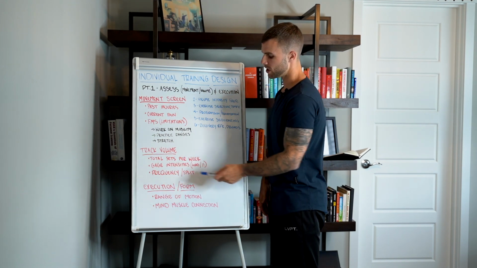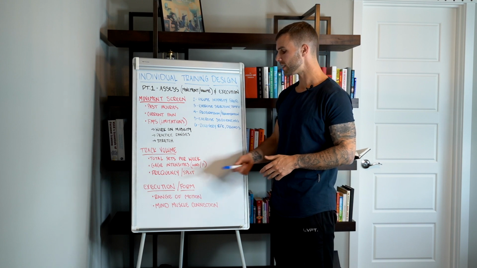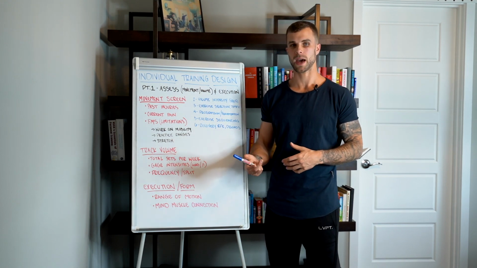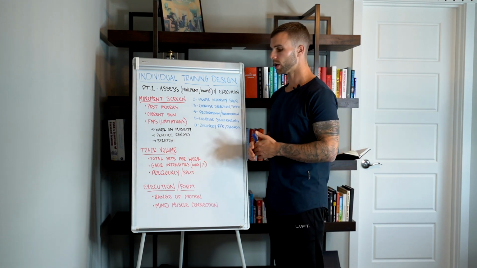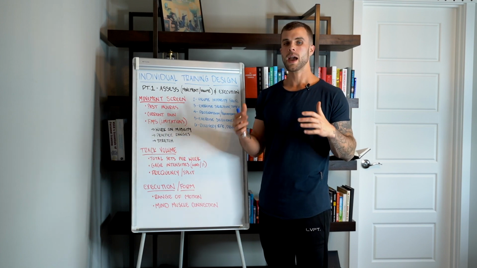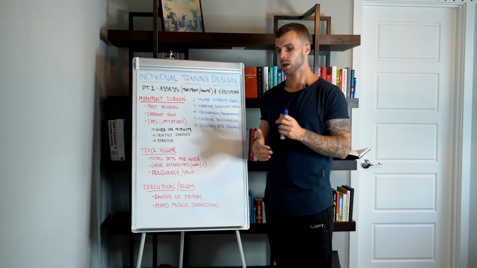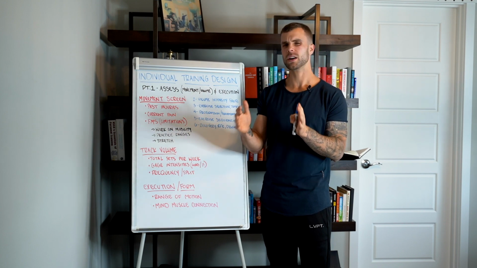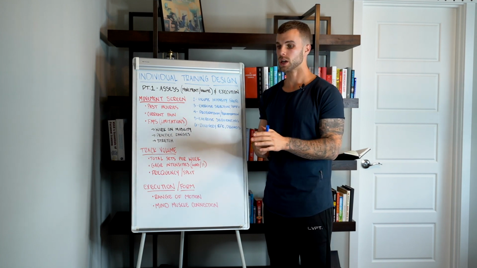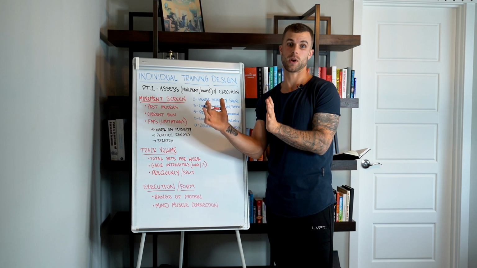The next part, gauge intensities. Intensities are gonna be load and percentage of 1 rep max. So what I want you to do here is look at all the sets you're doing, look at all the work. How big of a percentage of your total volume is coming from the 1 to 3 rep range? Better yet, 1 to 5 rep range. And how much is coming from the, say, 6 to 20 rep range?